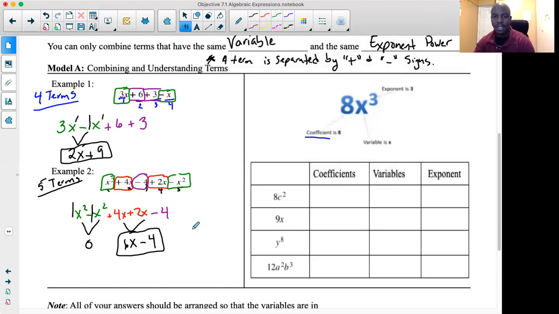Before I end it for today, I'm going to mention one more thing on the notes section, and I also want you to fill in this table. Identify the coefficients, variables, and exponents of all four of these. I will do the first one for you, and I'll also do the last one here.